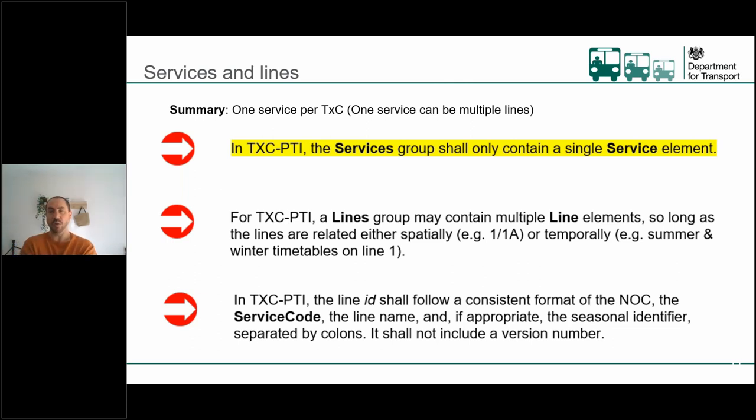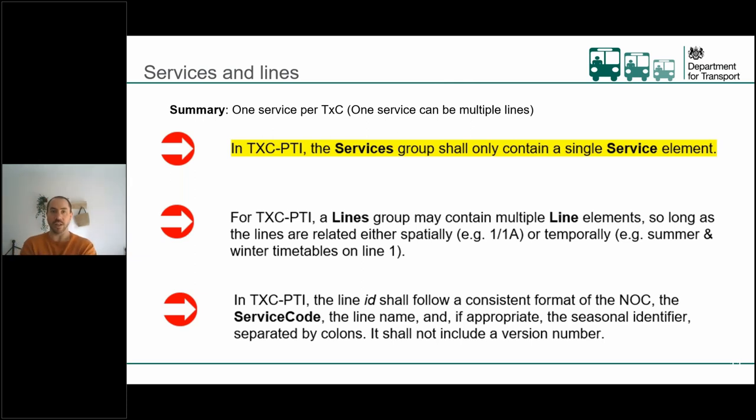So if you've got a service description which is valid now, and changes to that service which will come into effect in the future, you need to put those in two different TransXChange files. You can't put them in the same TransXChange file. And if you're an operator that runs multiple services, as all of them do, you need to create one TransXChange file for each service that you run.